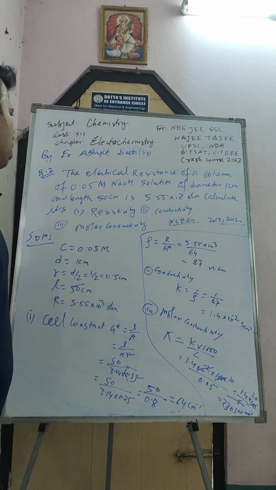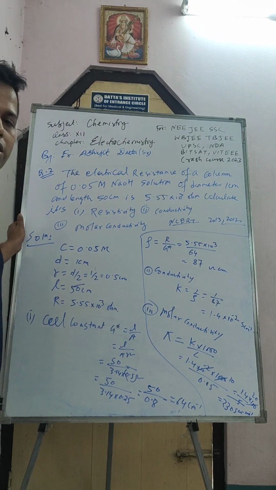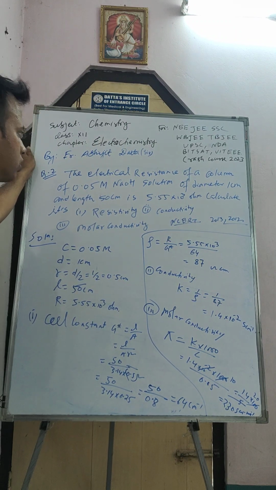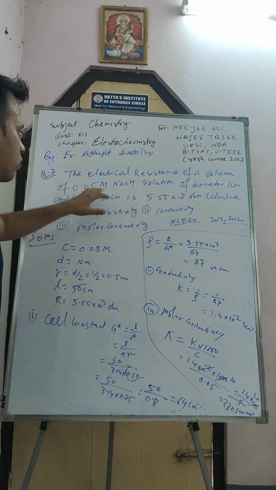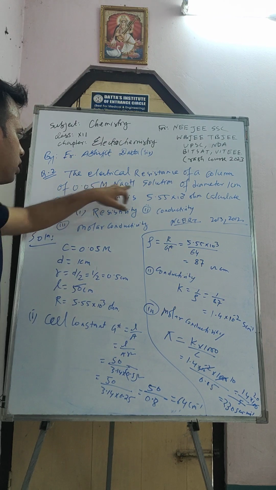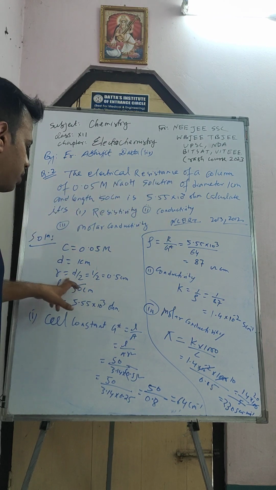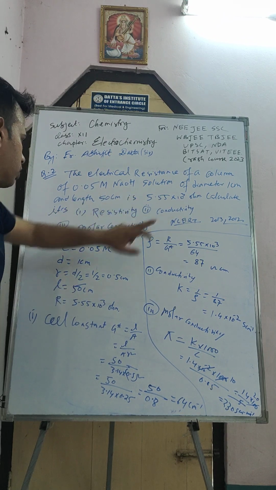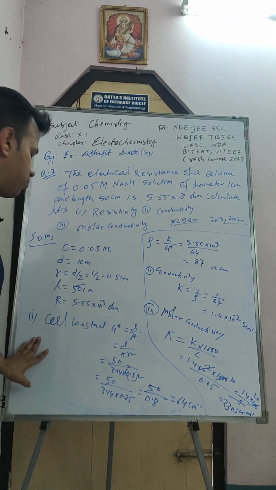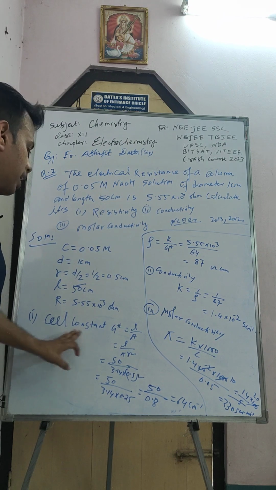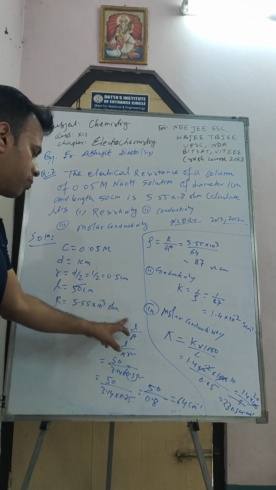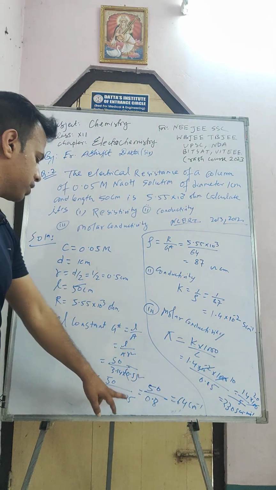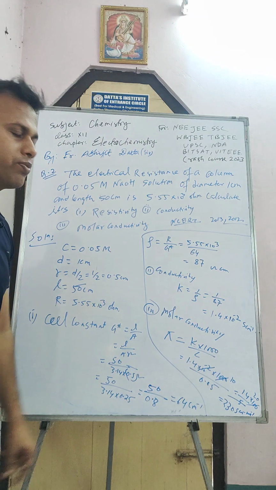So this is our second question. Let me explain it shortly. The concentration of the solution and the diameter are given; from that I find the radius, the length is given as 50 centimeter, and the resistance is given. We have to calculate the resistivity, so first we calculate the cell constant, G star equal to L by A. After simplification, almost 64 came.